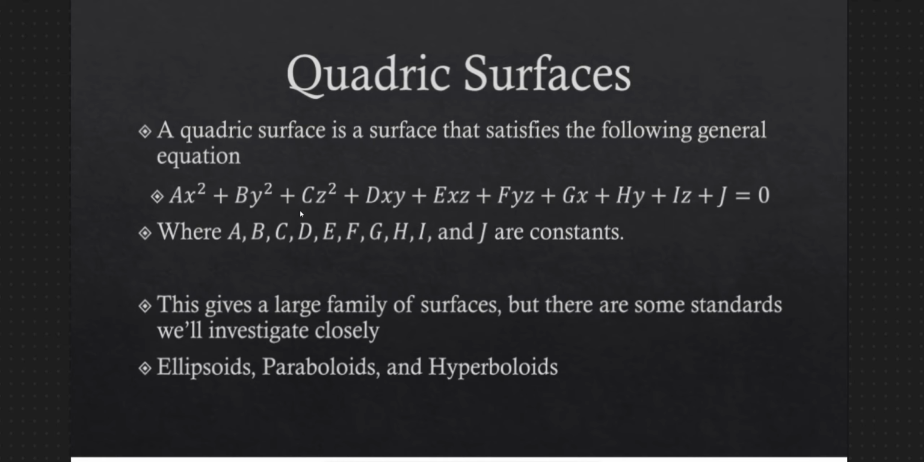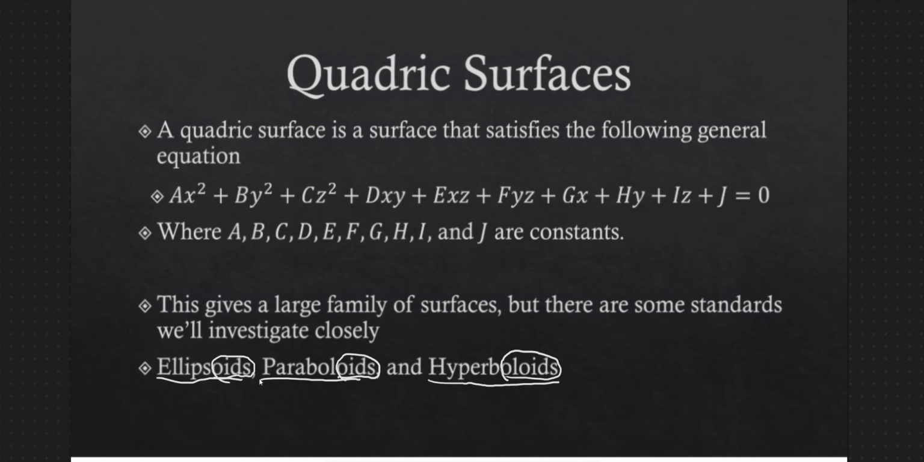This gives us a very general family, a large family of surfaces, but we're going to focus on three particular families: ellipsoids, paraboloids, and hyperboloids. You might be recognizing this term oids. There's a clue that it's a three-dimensional version of an ellipse, parabola, and a hyperbola.